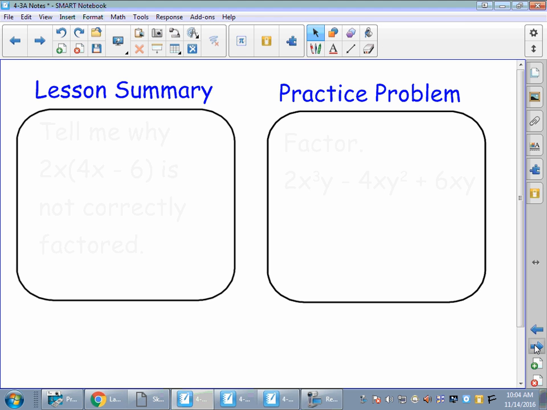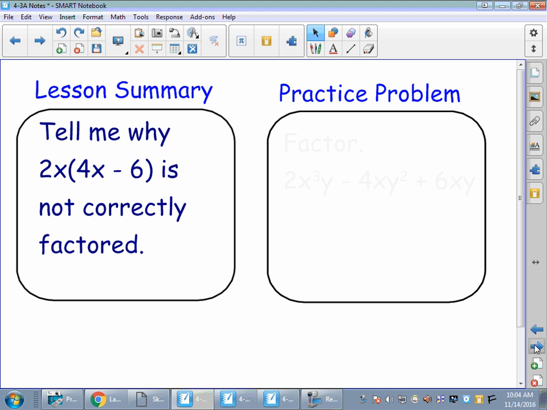So, your summary. Explain to me why the factored form 2x times 4x minus 6 is not correctly factored. That is not the correct answer. And then I need you to factor that trinomial. Good luck.